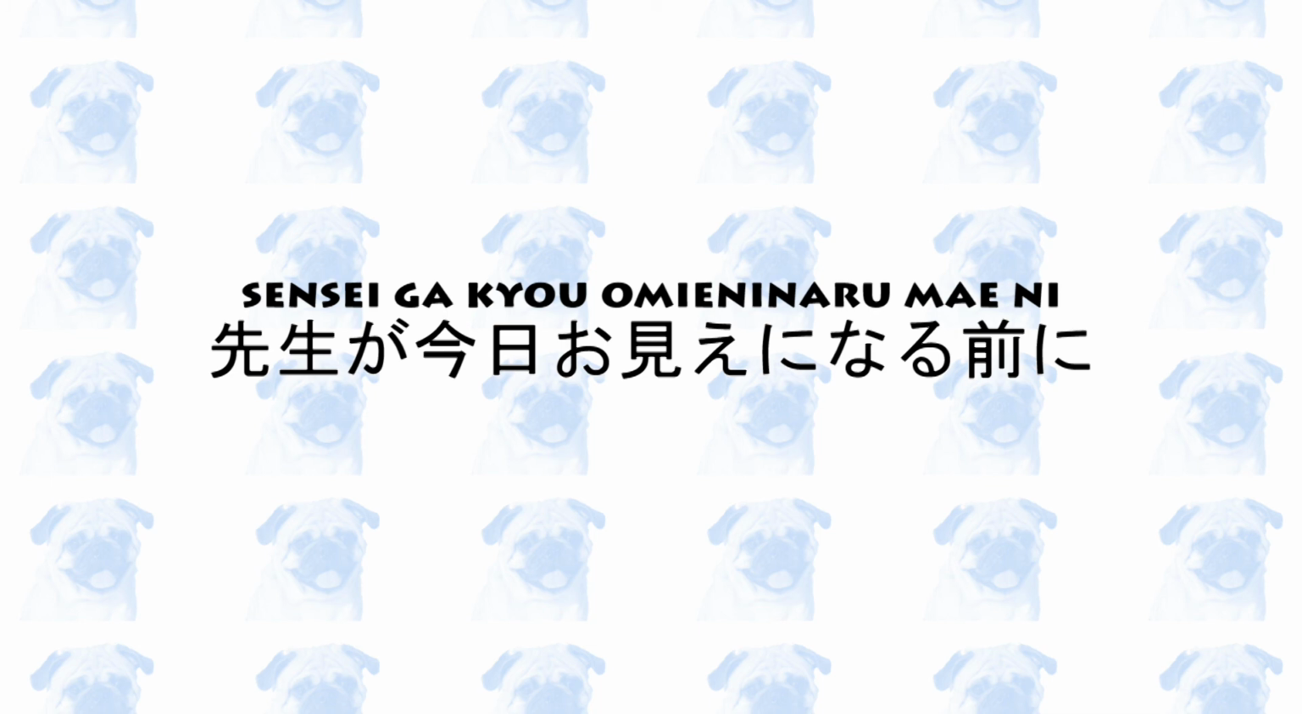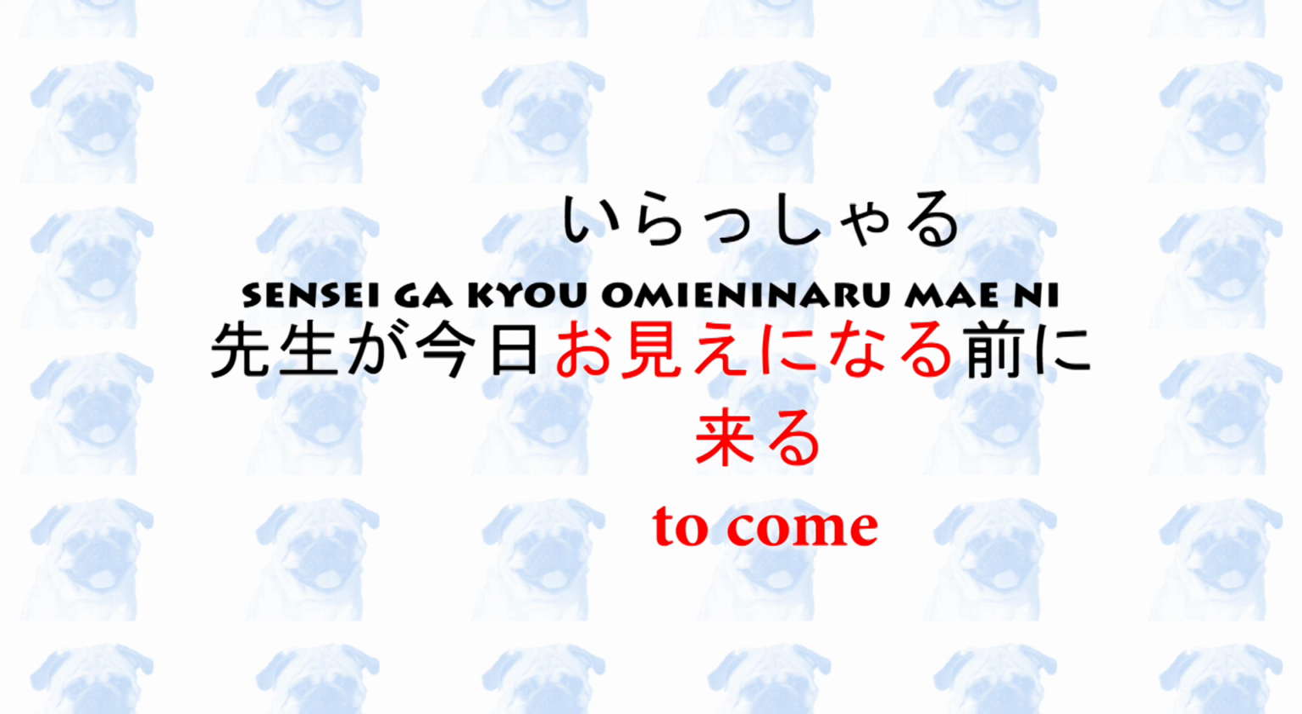The fourth phrase, 先生が今日お見えになる前に doesn't contain any kenjou語 because it only mentions the action of 先生 who has a higher social status than the speaker. Therefore, 尊敬語 is used instead. The verb phrase お見えになる is the irregular form of the verb 来る to come. 来る has a few other irregular forms, including いらっしゃる and お越しになる.